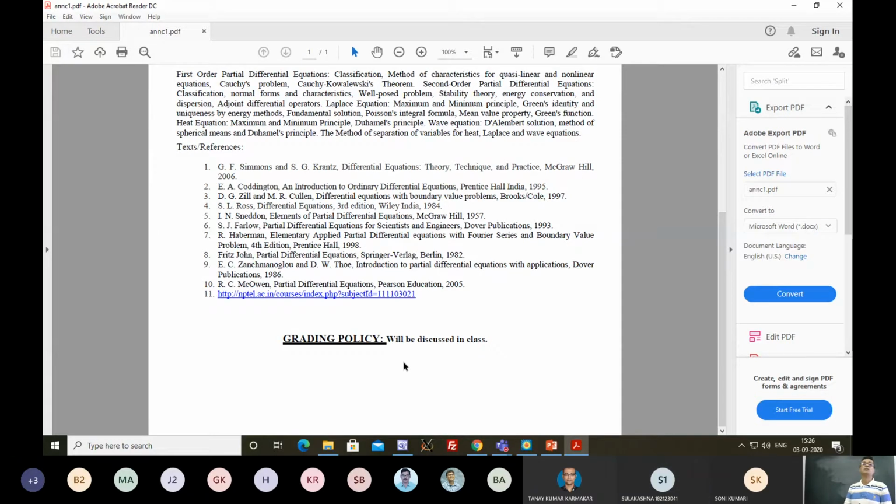So I have to come up with some strategy. What I suggest is that you decide among yourselves. Generally, I have two quizzes, one mid-sem and one end-sem. These two quizzes have 10% weightage each, so that makes it 20%. The mid-sem is 30% weightage, and the end-sem is 50% weightage.